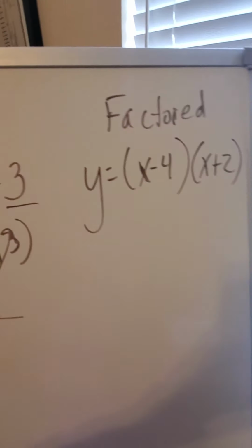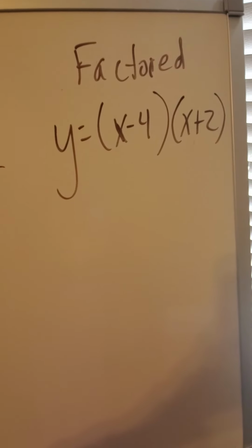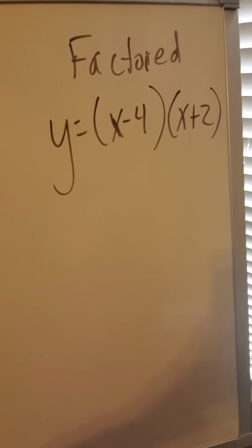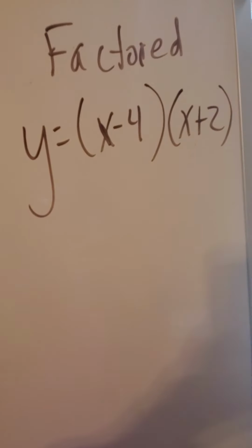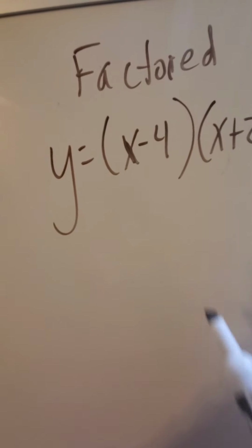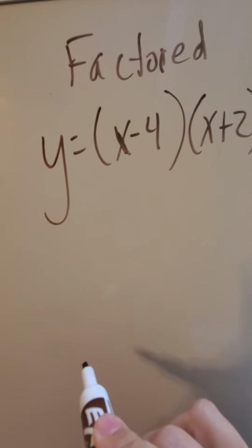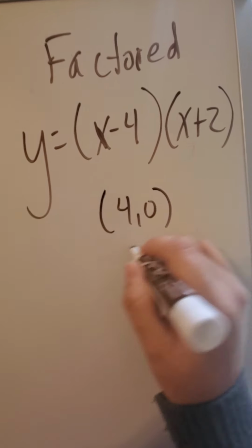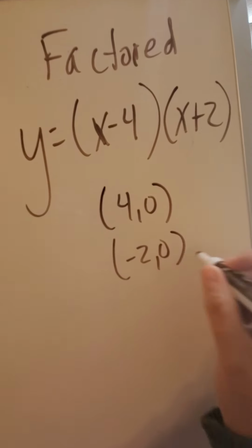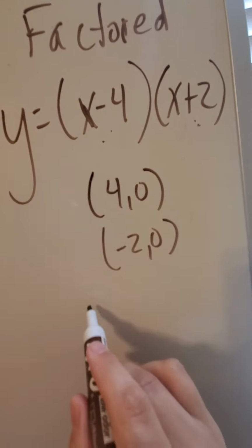The last one is factored form, and we've looked at that before. Remember when we factored and figured out where our zeros were? That's also where it crosses the x-axis. So the factored form is nice because I can quickly tell you where it's going to cross the x-axis. And they would cross the x-axis at 4, 0 and negative 2, 0. Because you remember I set each one of these equal to 0 and solved. Do you remember that from before?